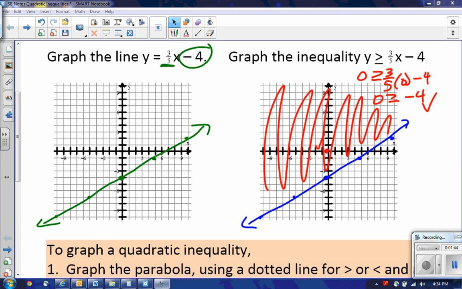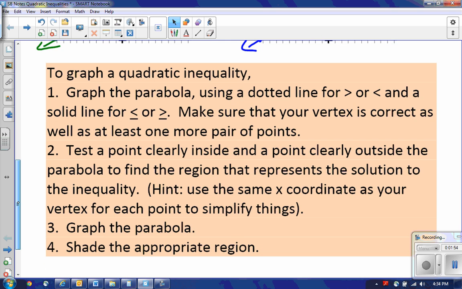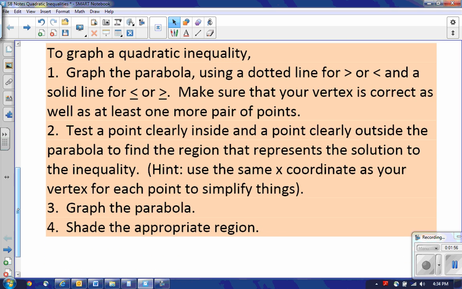The same procedure will apply with a quadratic inequality. The only difference is that our graph, instead of being a line, is going to be a parabola. To graph a quadratic inequality, you're first going to graph the parabola using a dotted line for strictly greater than or strictly less than, and a solid line for less than or equal to or greater than or equal to.